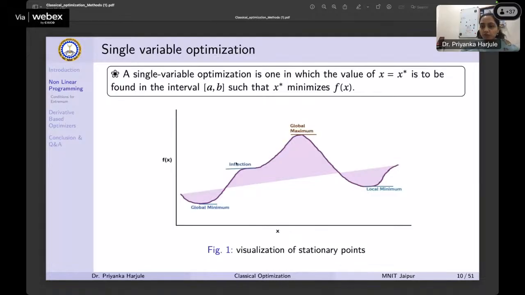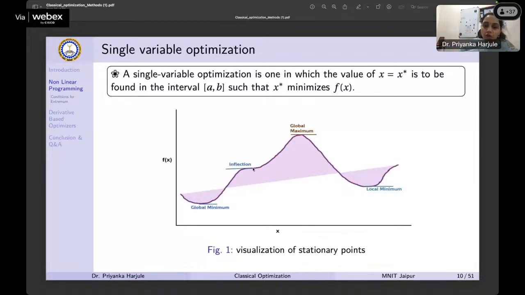Again, this graph shows you the various points that we have just learned: the point of inflection, the global minima, global maxima, and the local minima. This is the global maximum because the value of the function at this point is greater than the function's value at all the other points in this domain. So this is the domain of the function.